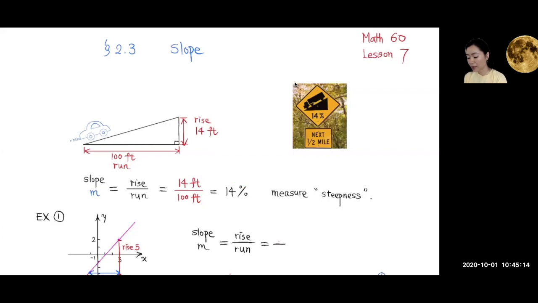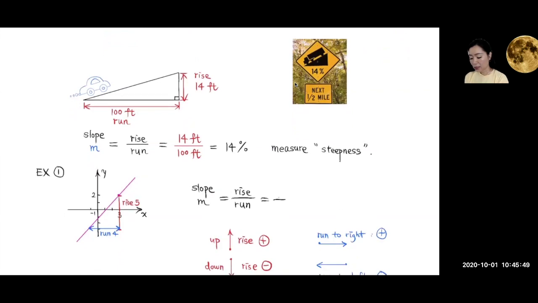So this 14% here is the ratio of rise over run. So it gives you an idea of how steep the road is, how steep the mountain is, or how steep the ramp is that you go up. So this ratio is important because it measures the steepness. So we give it a name, we call that slope. Slope measures steepness and is equal to rise over run.